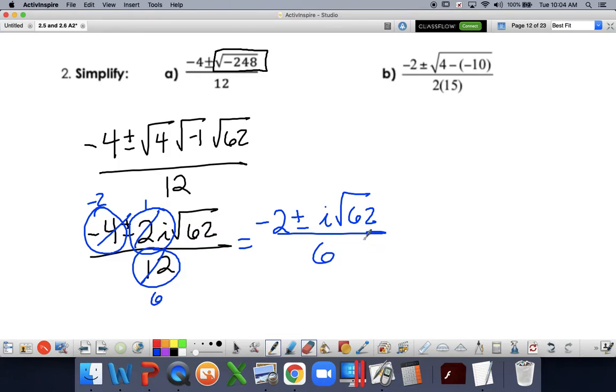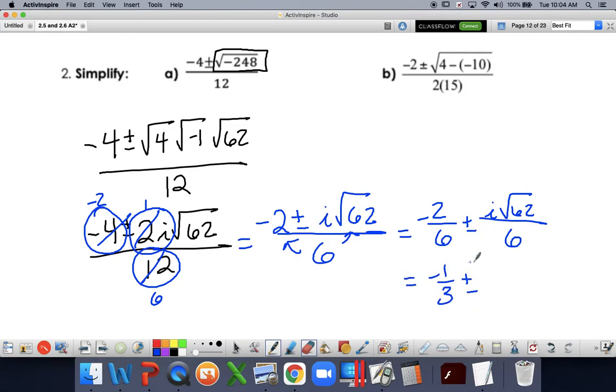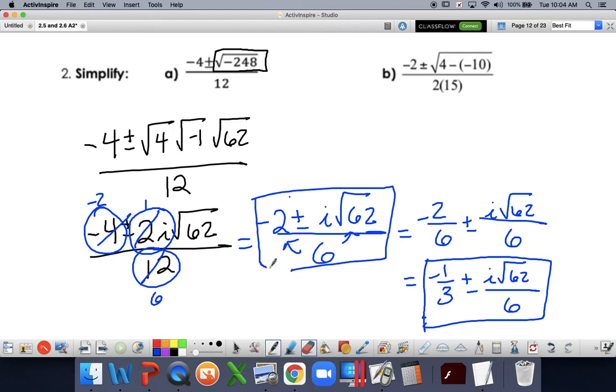Now that would be an acceptable answer. I see a lot of answers on an ACT that look this way because they know you're using the quadratic formula. Technically, you could simplify this some more. If you broke this fraction out, I would get negative 2/6, which I can simplify down to negative 1/3. That should be a plus or minus. So either of these answers, this one down here or this one up here, are acceptable.